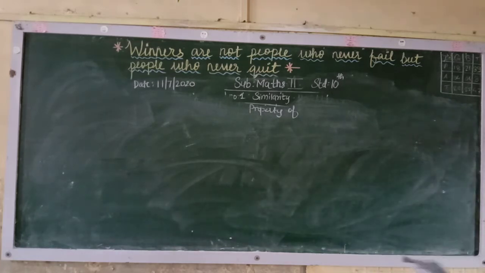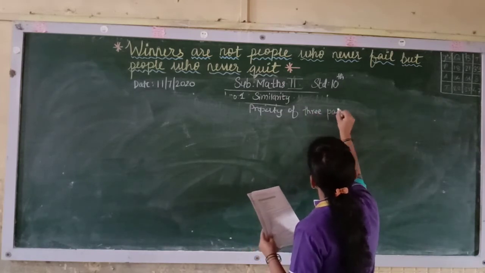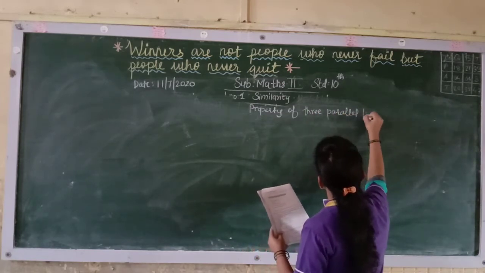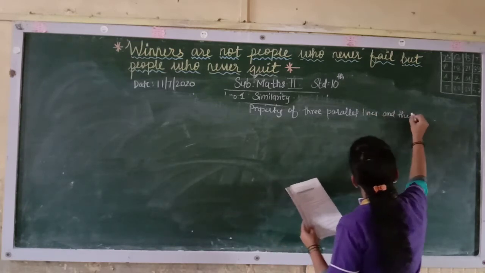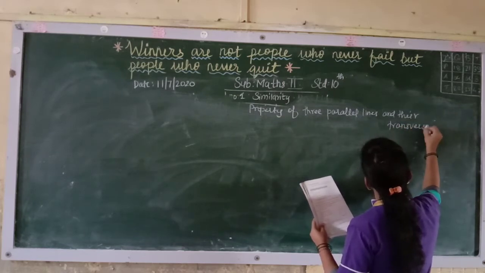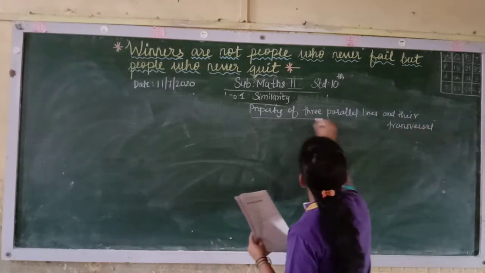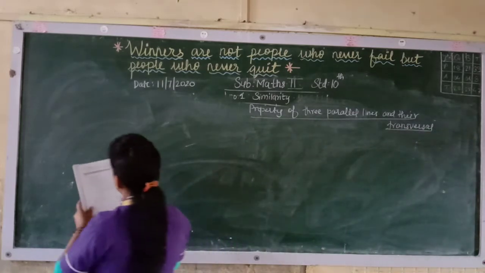So we will have the property of three parallel lines and their transversal. Now see in this, the theorem, write down.